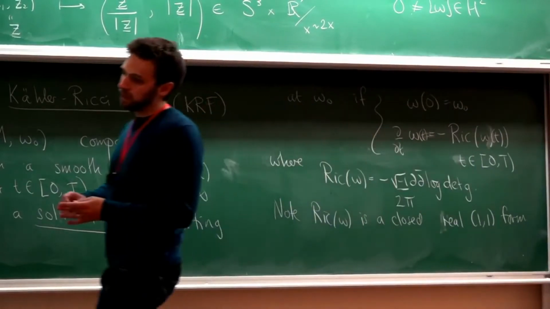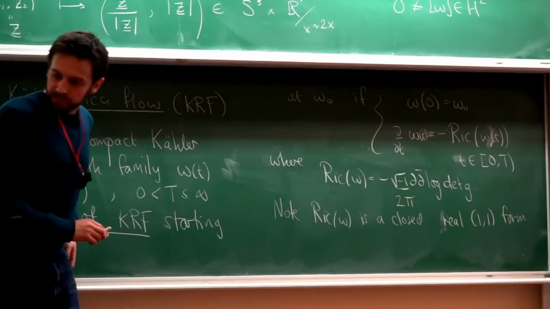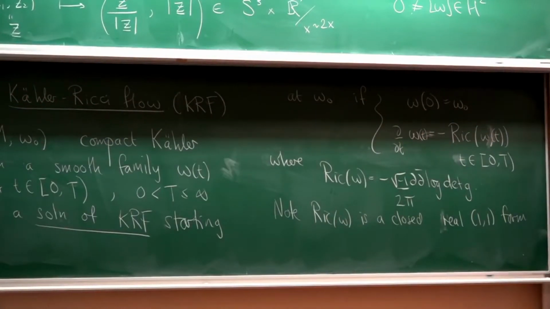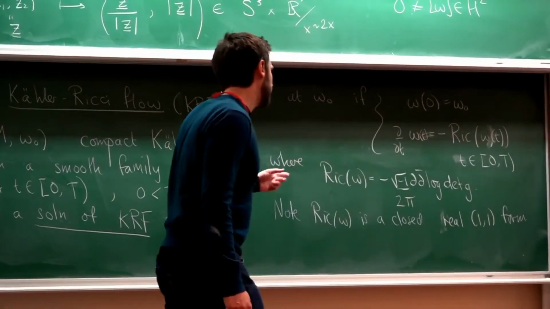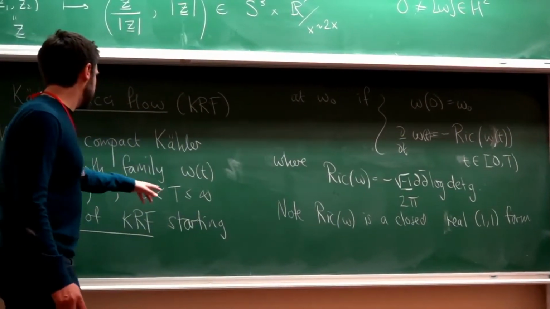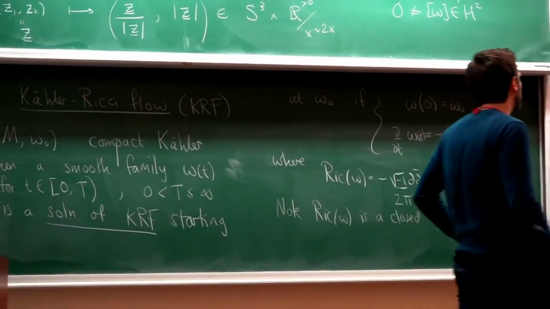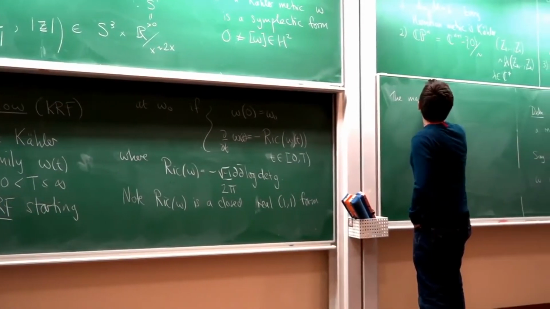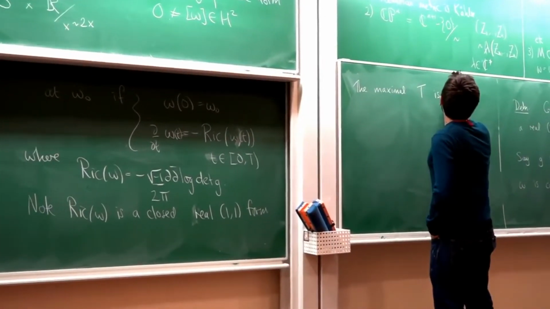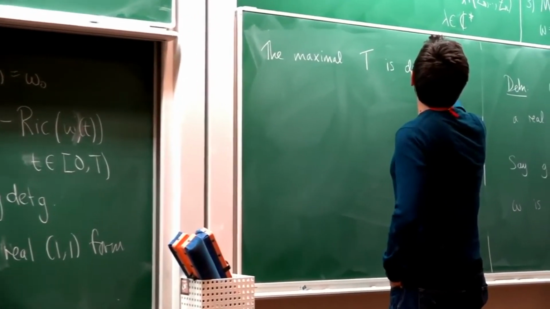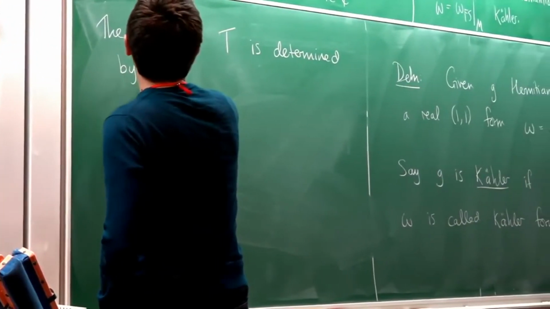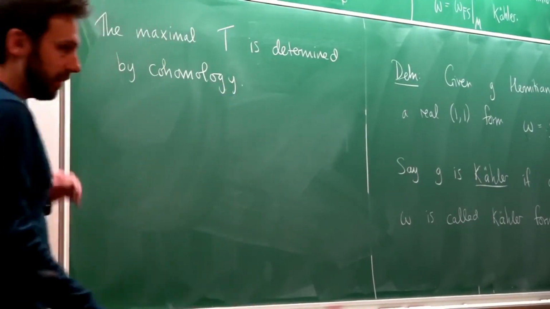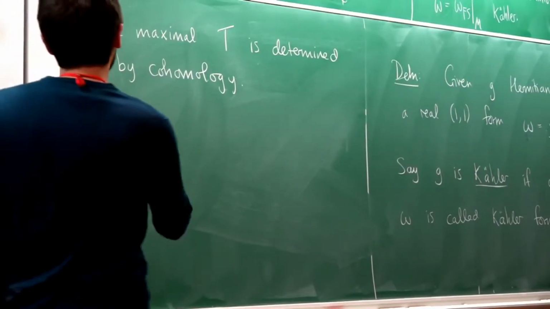And let me say a few words about it. So a key theorem to begin with is that the maximal capital T is determined rather easily by cohomology, so by the topological data. So let me explain that.